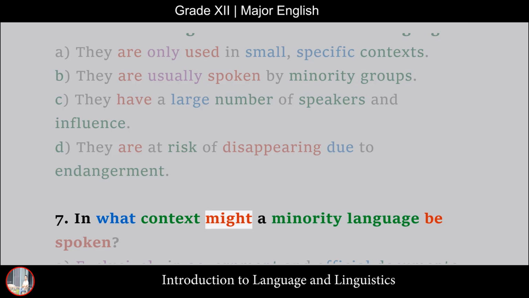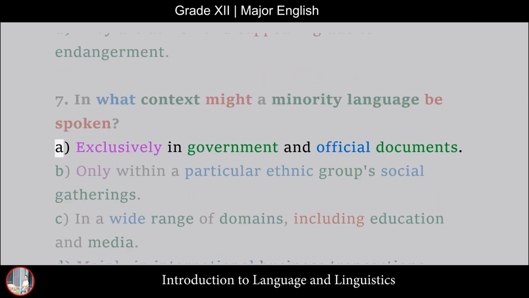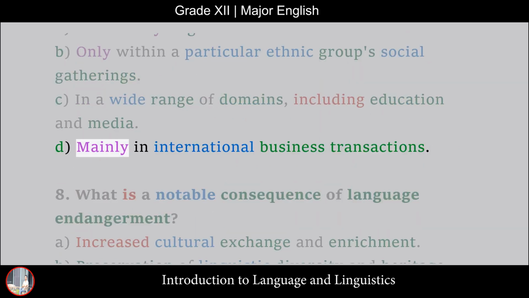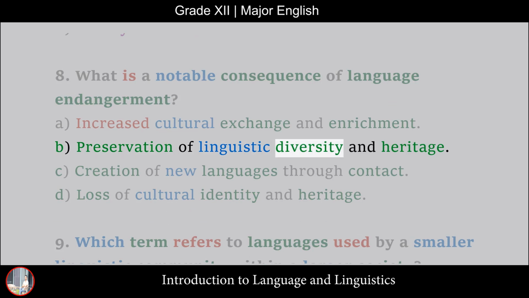7. In what context might a minority language be spoken? A. Exclusively in government and official documents. B. Only within a particular ethnic group's social gatherings. C. In a wide range of domains, including education and media. D. Mainly in international business transactions. 8. What is a notable consequence of language endangerment? A. Increased cultural exchange and enrichment. B. Preservation of linguistic diversity and heritage. C. Creation of new languages through contact. D. Loss of cultural identity and heritage.